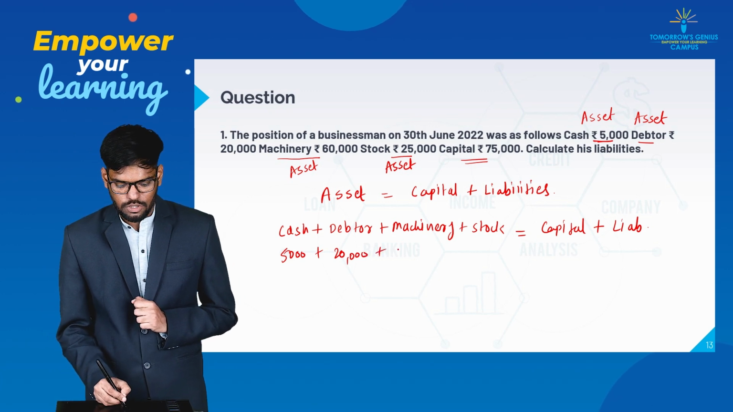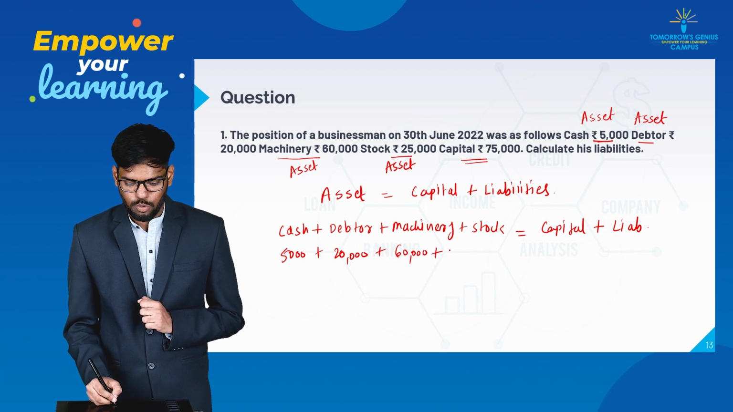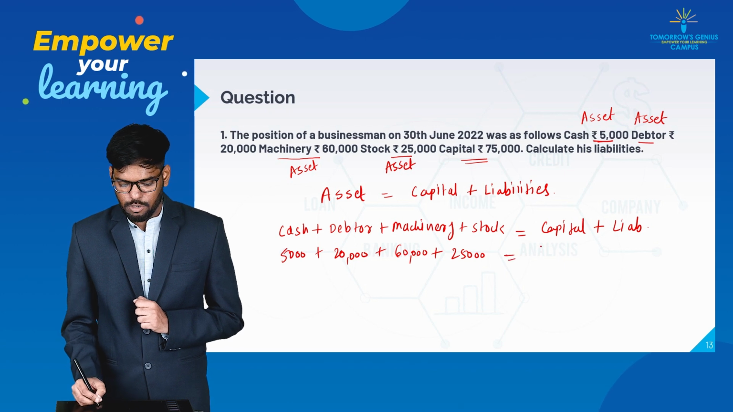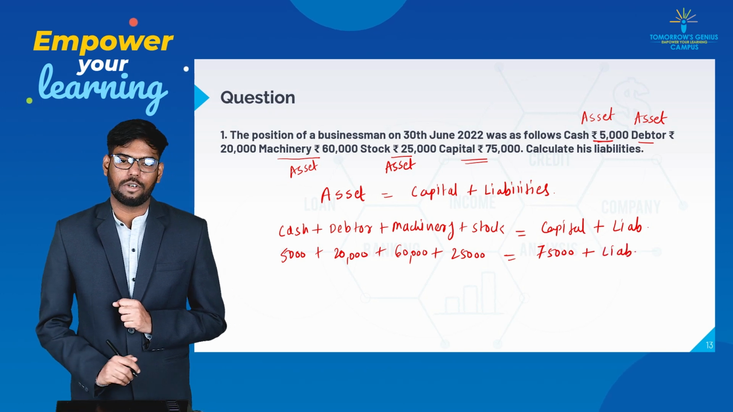So machinery is 60,000 rupees. Then stock is how much? Stock is 25,000, right? Is equal to, so capital is how much? Capital is 75,000 plus liability, that we don't know, that we have to find out, right?